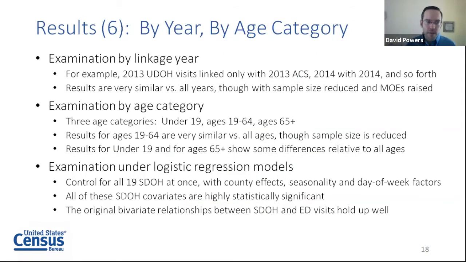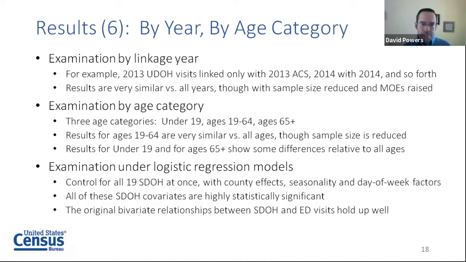So we also studied the linked data set by year and by age. First, by linking year. What we mean here is instead of allowing linkages across any 5 years, we're constraining it to be 13 ACS with 13 Utah, 14 ACS with 14 Utah. And we find very similar results, whether we constrain it this way or allow for cross-year linking, but of course with a smaller sample size and larger margins of error. So the exact year of the match doesn't seem to matter.